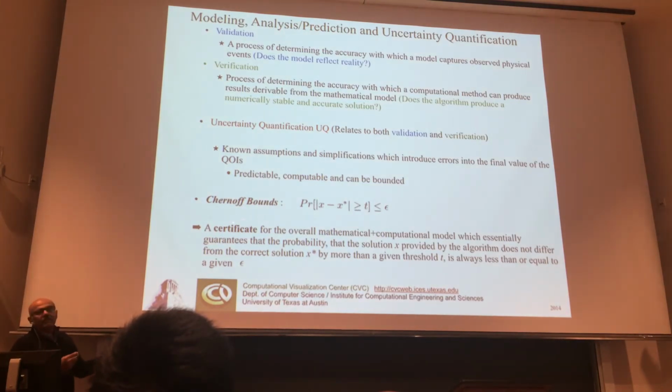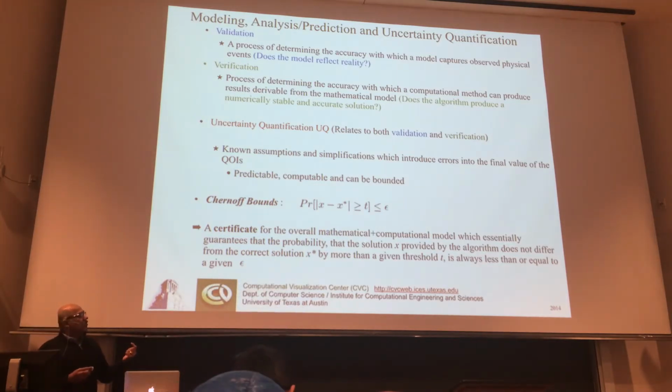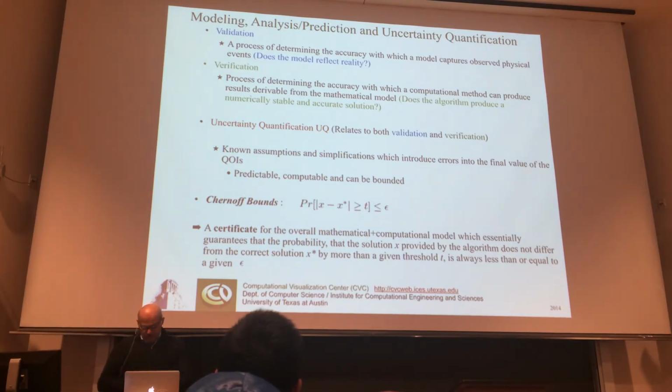There are many types of bounds, Hoeffding bound and Chernoff bound, which has the following flavor. Can you prove that probabilistically my prediction, the distance away from a certain value, is bounded by some epsilon? So a certificate for the overall mathematical and computational model, which essentially guarantees that the probability that the solution you're providing does not differ from the correct solution by more than a given threshold is always very, very small. So the user can choose this epsilon, and then I have to work hard in saying how many samples do I have to take such that I can meet this bound. So that's the nature of uncertainty quantification and prediction.